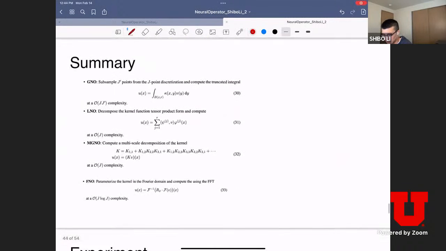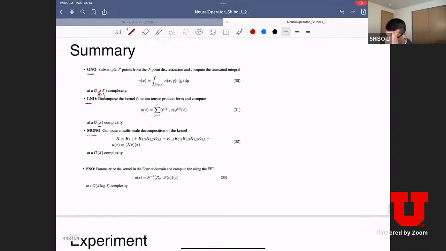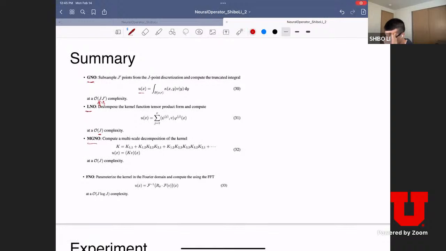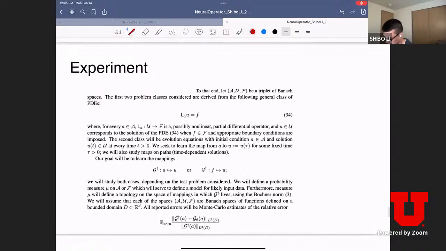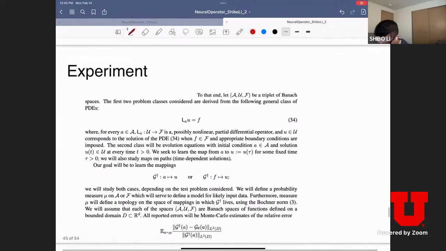Okay, so here's a summary. First, they proposed a graph neural operator, which approximates this integral by a neural network. It has the complexity of J, where J is the pre-given discretization, and J prime is the subsample of those discretization. The low rank is linear. And a multiple graph neural network, even though we have seen that it is a very complex approximation, the claim still has linear complexity. And finally, the Fourier neural operator has J log J, which is bounded by the fast Fourier transform. So I guess now let's talk about their experiment.